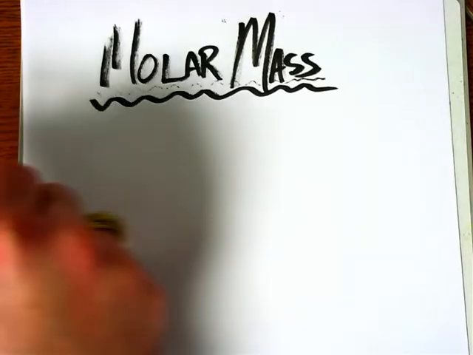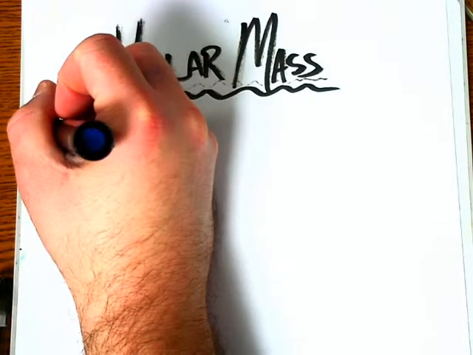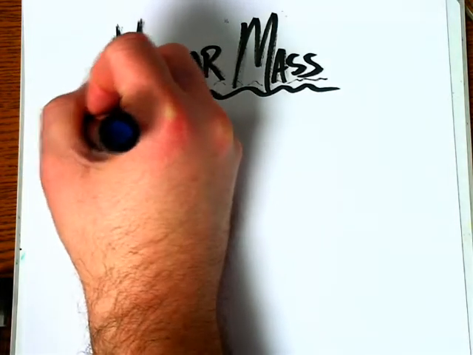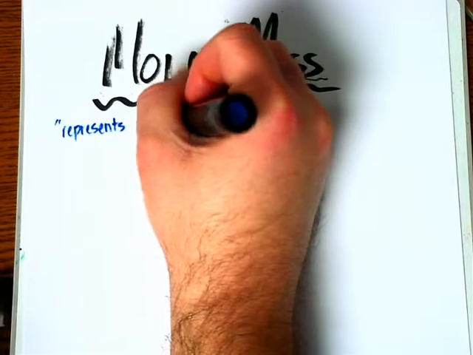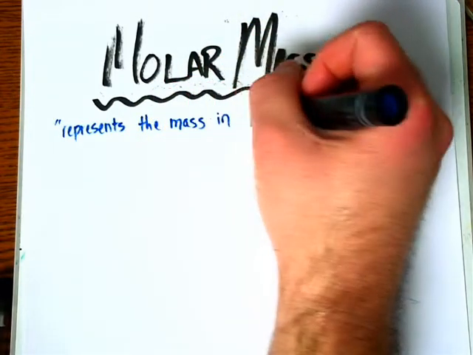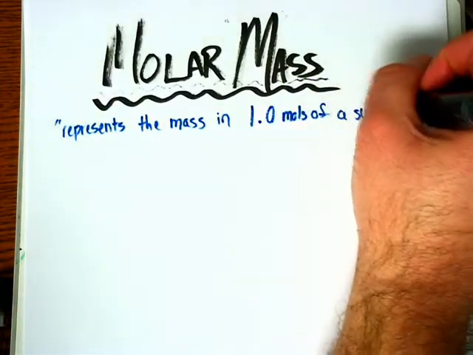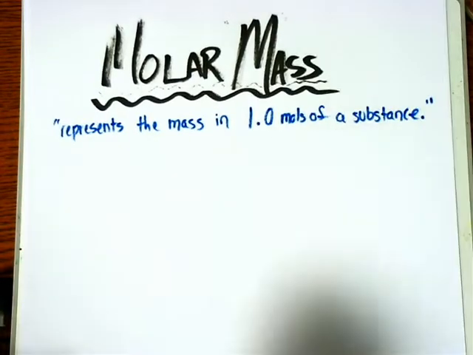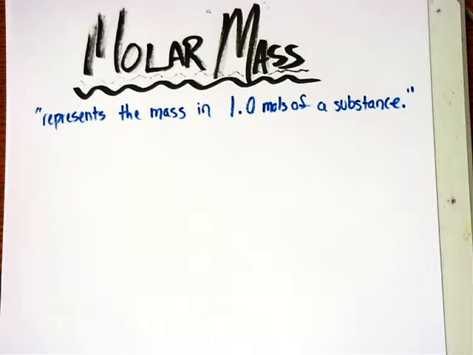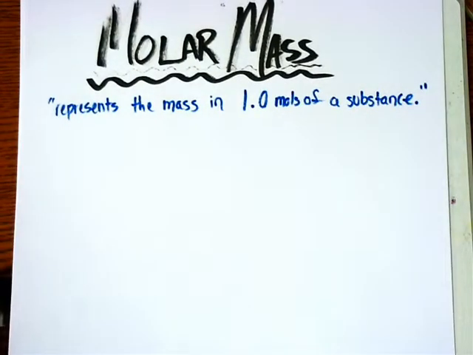Let's remind ourselves what molar mass represents. It's a number that represents the mass in 1.0 moles of a substance. If I said I wanted 1 mole of any substance in the world, you have to find its molar mass, right? If the number divides out to be a weird number, do you put it in a fraction or a decimal? Decimal. Okay, so let's work on finding the molar mass.